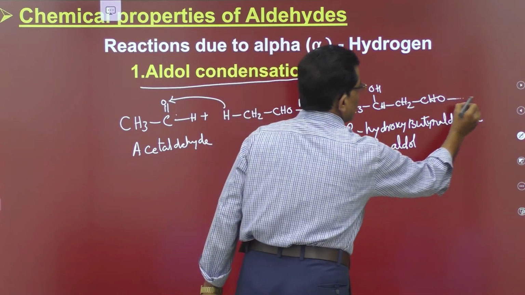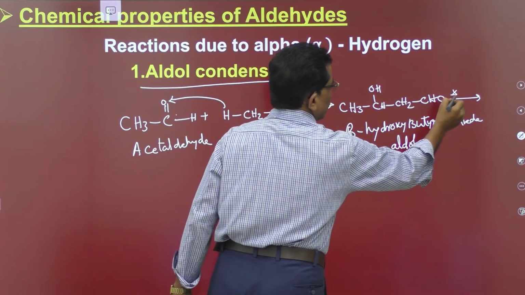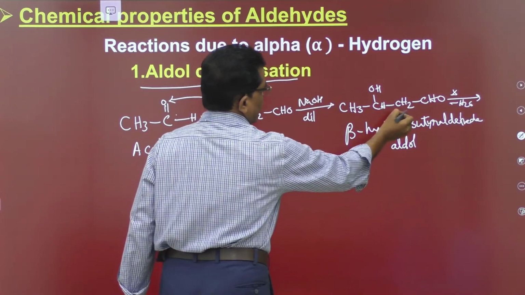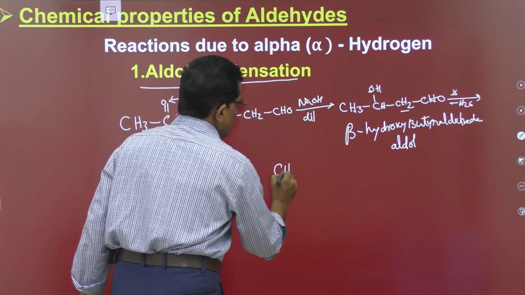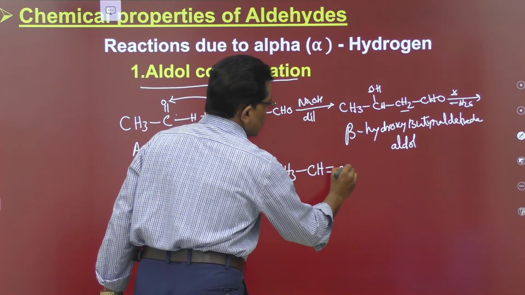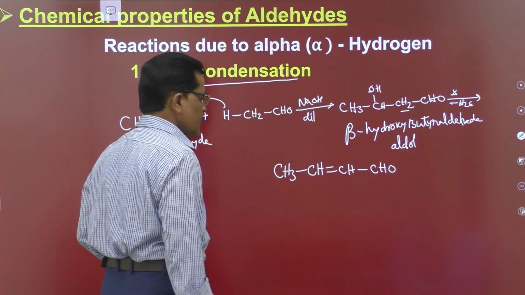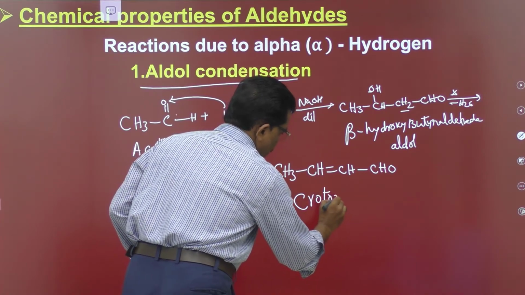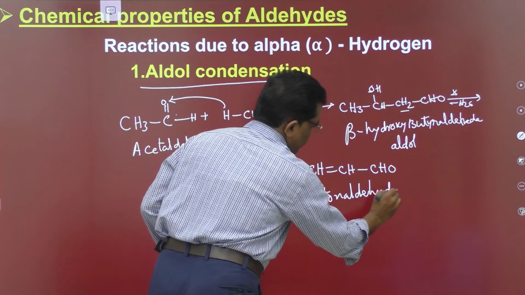Then again it is heated. Then what will happen? Minus H2O takes place. This hydrogen and this OH group are removed. Then we will get CH3 CH double bond CH single bond CHO. Right? Understand? This is crotonaldehyde.